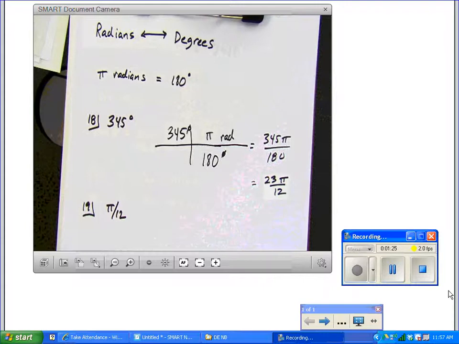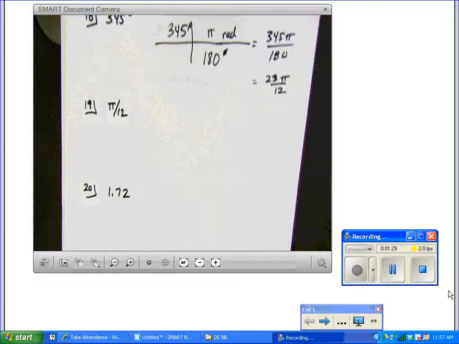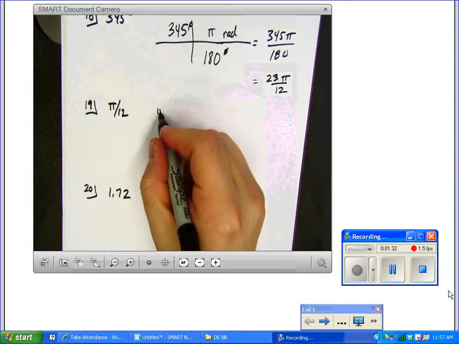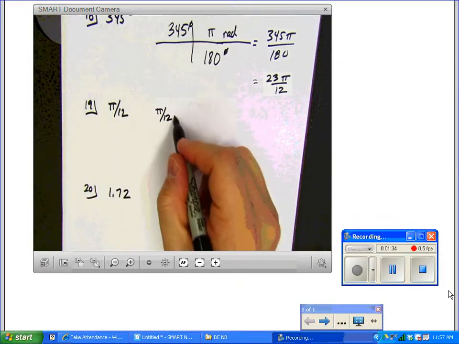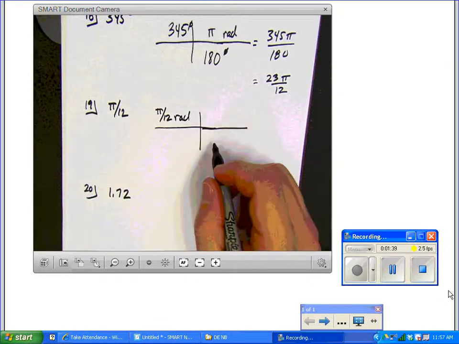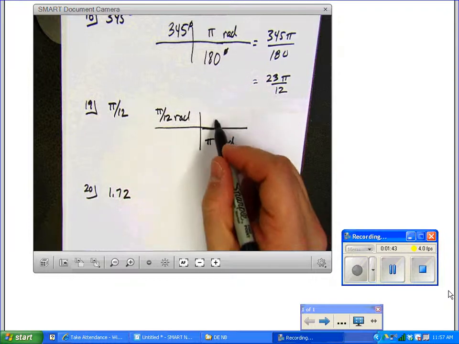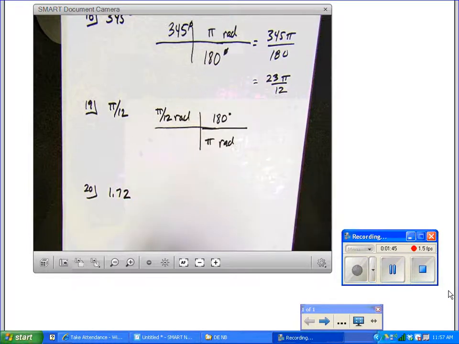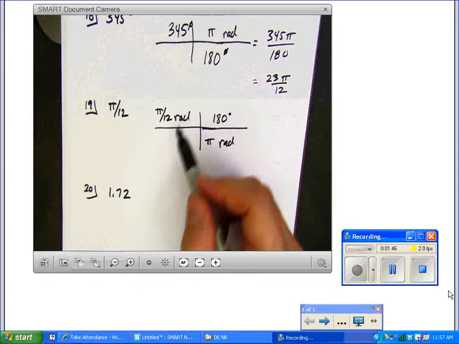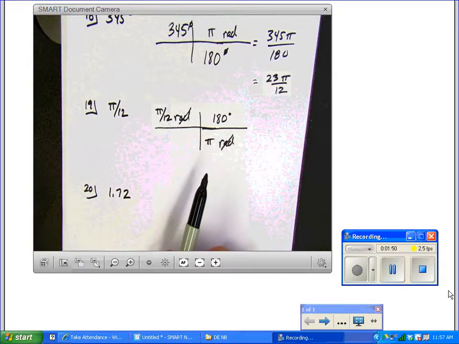Okay, on number 19, we had to go the other way around. We had to take something that was in radians and switch it to degrees. So we can do pi over 12, it's in radians. And this time I'm going to put radians on the bottom so that the radians can cancel out right there. So we have 180 degrees in pi radians. Now the radians will cancel, and so my answer is going to be in terms of degrees. Now the other thing that will cancel here is the pi.